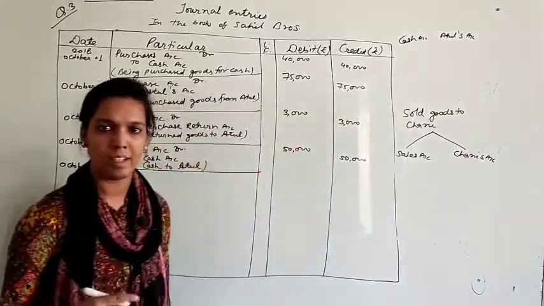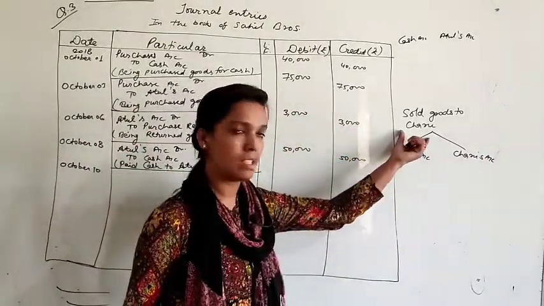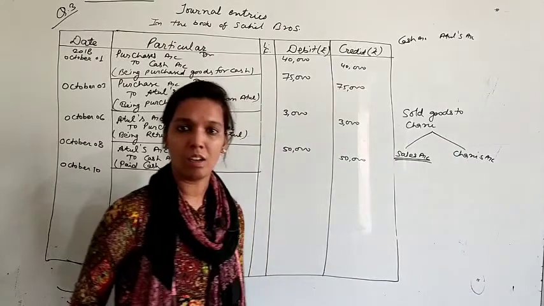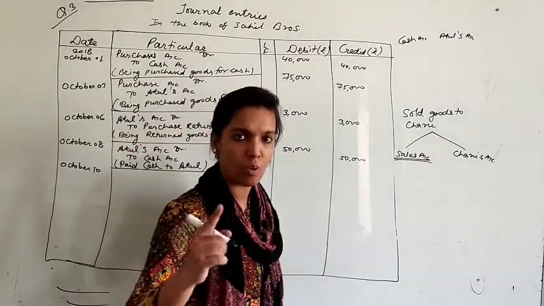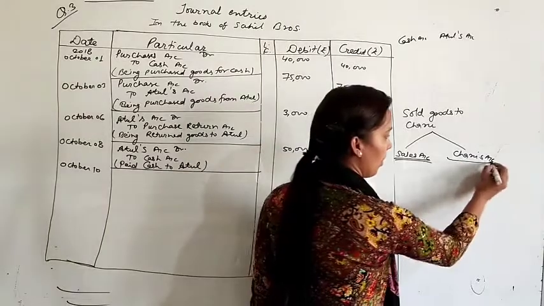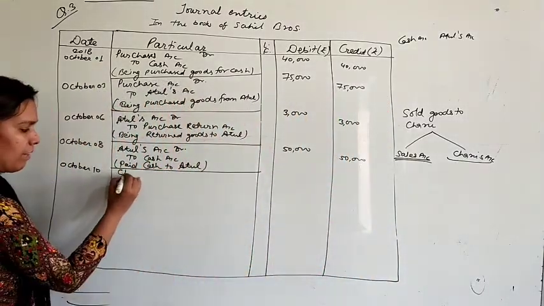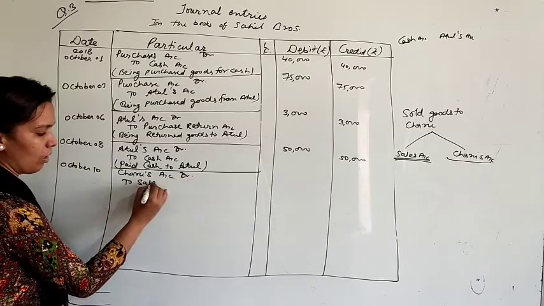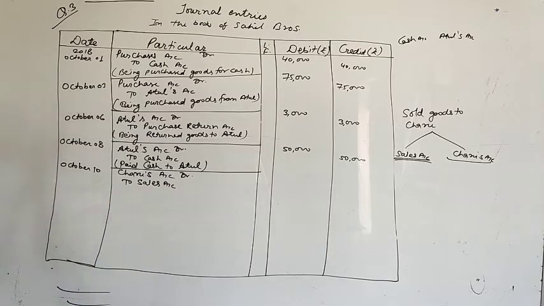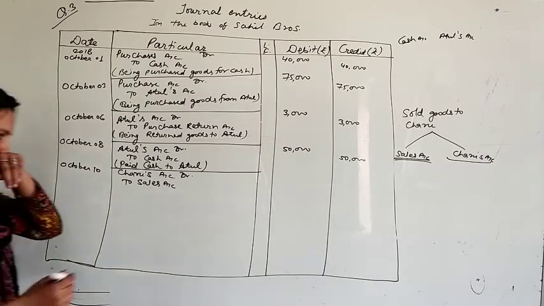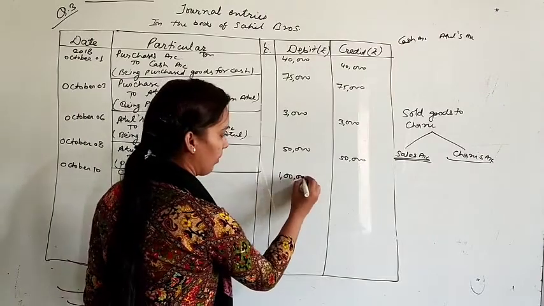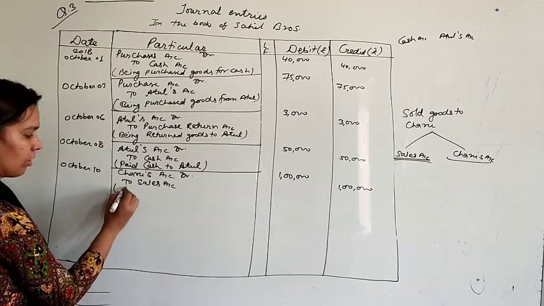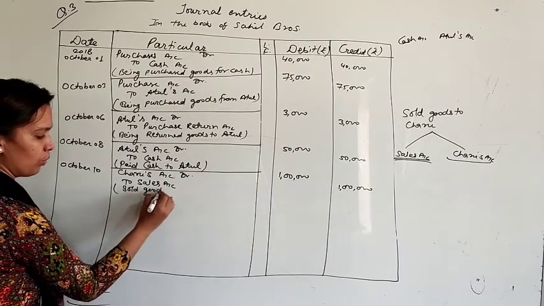It is not mentioned whether it is a cash sale or credit sale, but a name is given here, it means this is a credit sale. Sales is income for a business, so it will be credited according to nominal account rule, and Charu will be debited. So write the entry: Charu's account debit to sales account. What is the amount? 1 lakh rupees. 1 lakh rupees is the sale done to Charu, and write down the narration: sold goods to Charu.